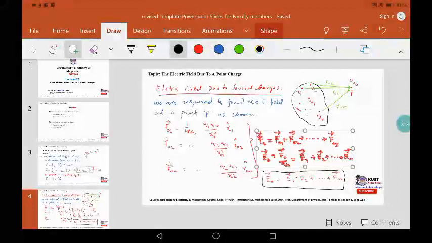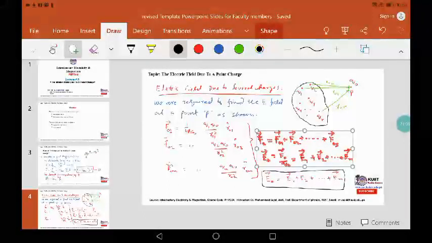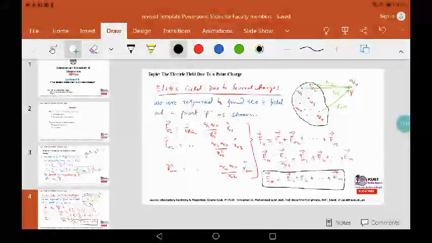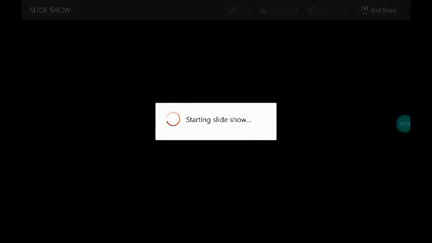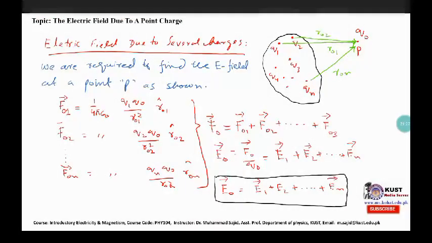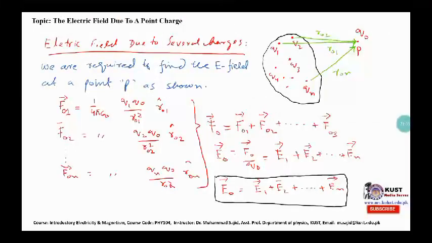So the rule is now clear to you: if you want to find the electric field of several charged particles, then according to the principle of superposition, you have to find the electric field of each charge separately. For example, E1 due to Q1, E2 due to Q2, and so on. And then you have to add them vectorially. Remember that you have to add vectors vectorially for the correct answer. If you just add them like scalar numbers, then you will make a problem and your answer will not be correct.